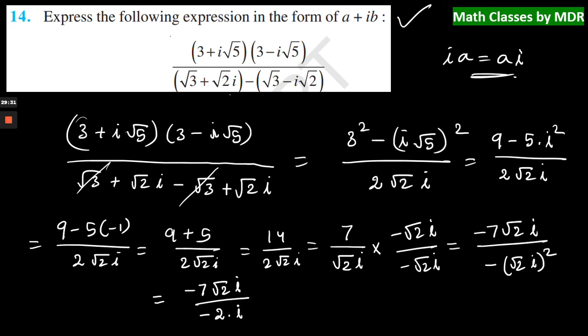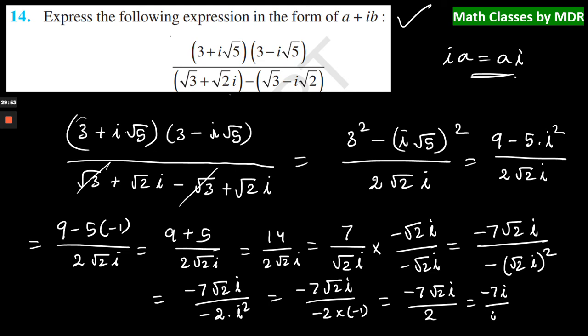Further, we can write it as minus 7 root 2i by minus root 2 whole square, which is 2 into i square. I square is nothing but minus 1. So minus 7 root 2i by minus 2 into minus 1, which is plus 2 now. So minus 7 root 2i by plus 2. So what is root 2 by 2? Can I take it as minus 7i by root 2, or 7 by root 2i? Minus 7 by root 2 i.